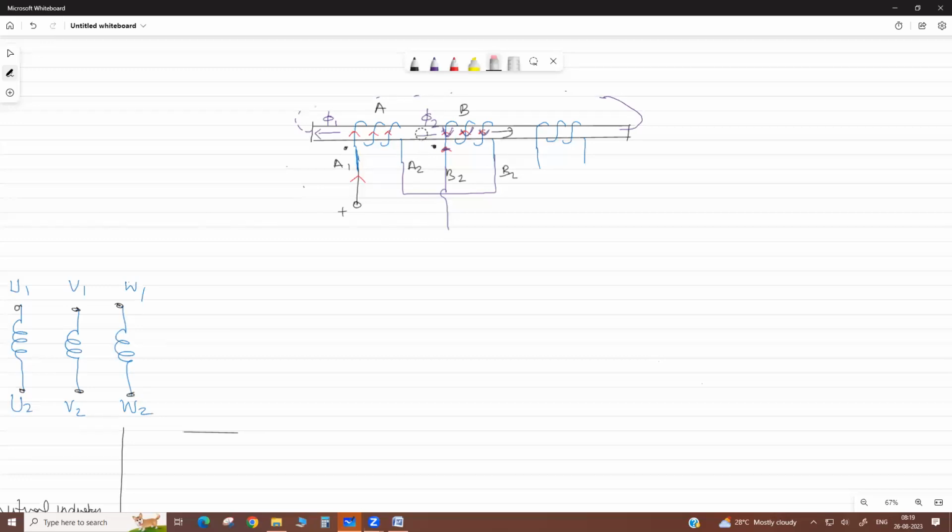In this case, what is the net flux in the core? They are in opposite directions. This flux phi 2 is in the opposite direction and this phi 1 is in this one, so they cancel. Then the net flux is 0 if the coils are identical. Clear?